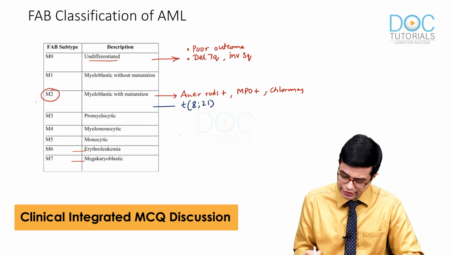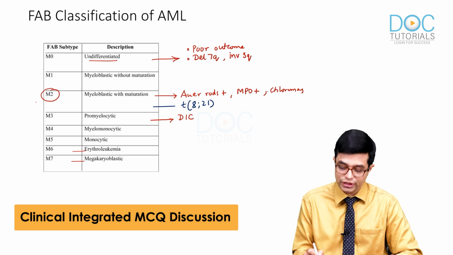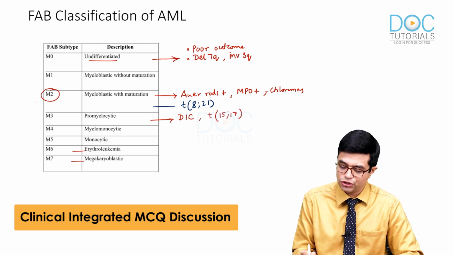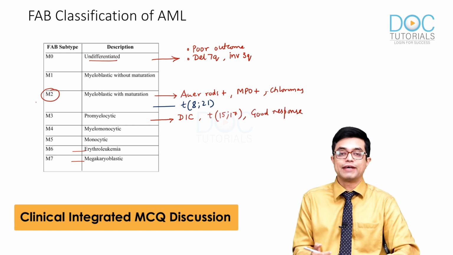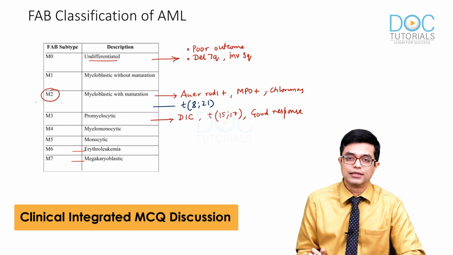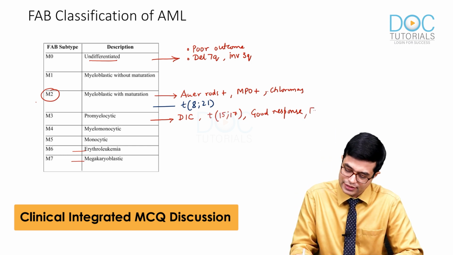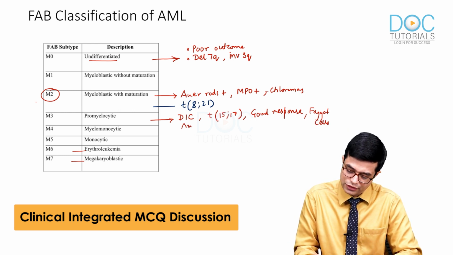Similarly, we have the M3 variant, where the keyword to remember is that this is the variety which is associated with disseminated intravascular coagulation. It is associated with translocation 15;17 and it shows a very good response to therapy. In fact, the best response among all these 7-8 forms of AML is seen in promyelocytic leukemias. And the blast cells here are sometimes called faggot cells. So if a question says faggot cells are seen in which AML, it is seen in promyelocytic leukemia, and of course Auer rods will be strongly positive here.